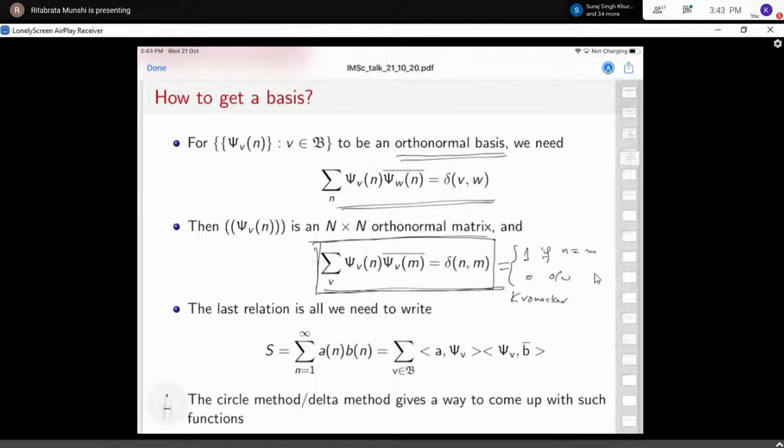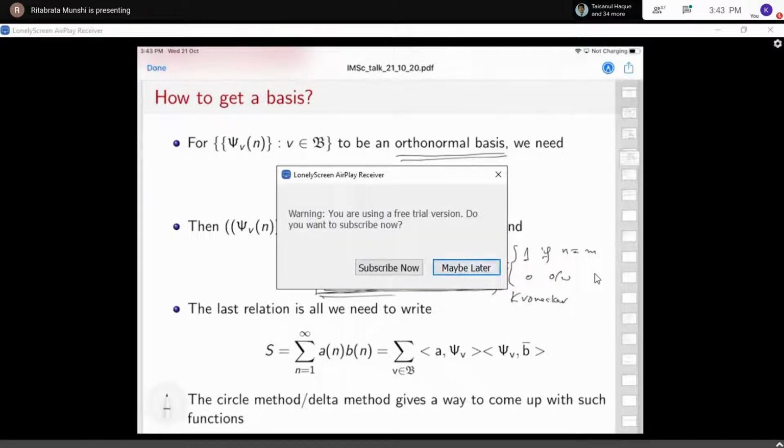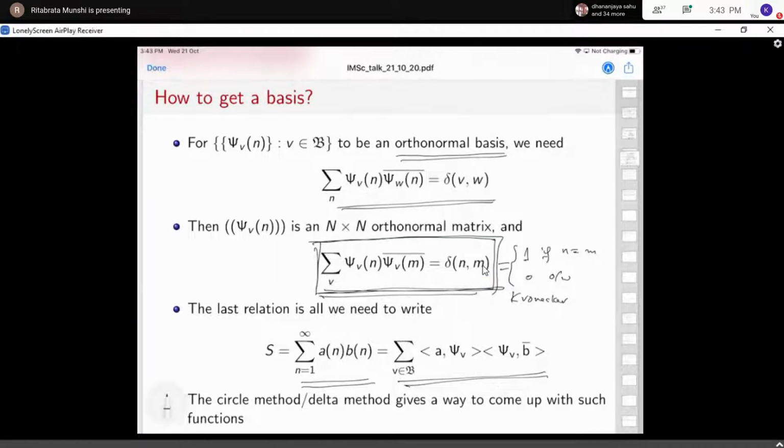Okay, so once we have a collection of functions psi v n which satisfy this relation, then we can write our original sum S in this form. Thinking about it as an orthonormal basis is a way of visualizing this procedure. So this is what we should be mainly looking at: trying to find functions for which we have such a relation. And one source of this type of function is the usual circle method, or the delta method.